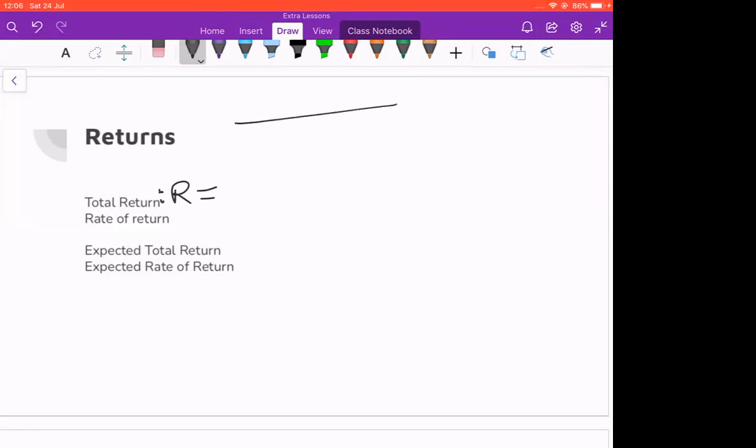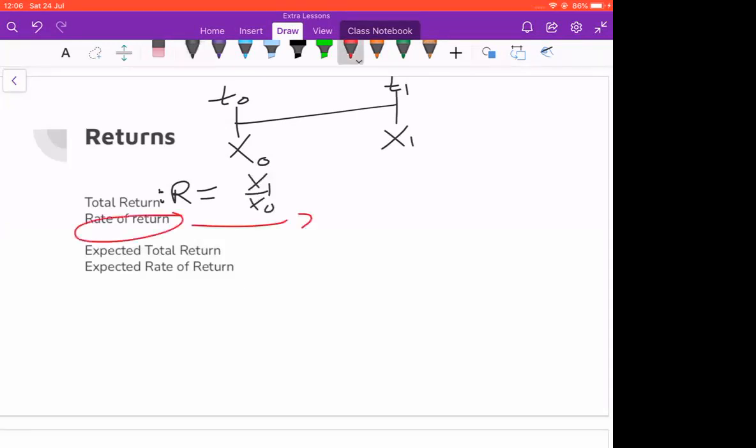Let's say you have a timeline. This is now at time 0, and then at time 1. At time 0, this asset costs X0, and then at time 1, it's going to cost X1. If you want to learn how much return you gained from that asset, you say X1 over X0. And for the rate of return, you use the lowercase letter r. It's going to be X1 minus X0 over X0.